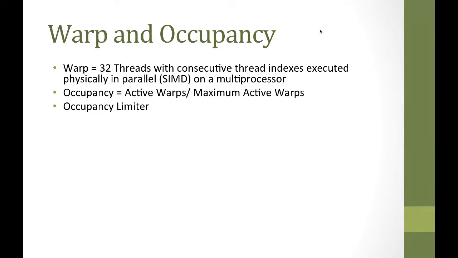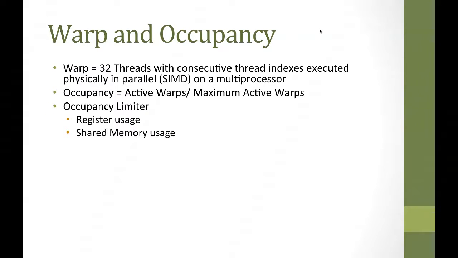So there are some occupancy limiters. The first thing is registers. Registers are a limited resource on the graphics card. They are very valuable, and there are only 64 kilobytes of registers per multiprocessor, and there are limitations on the number of registers that can be used by each thread. Different hardware will have different limitations. For some kinds of hardware, one thread can only use 255 registers.